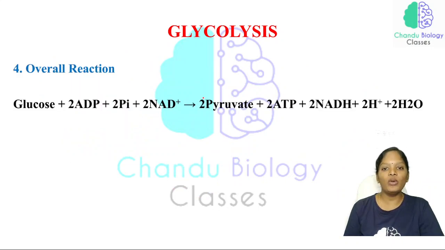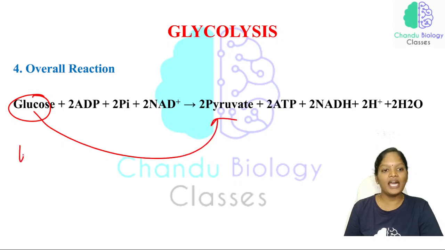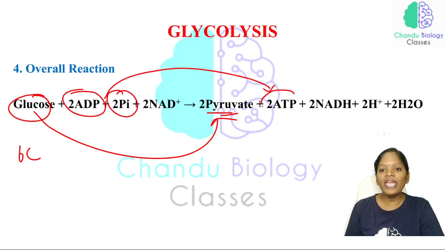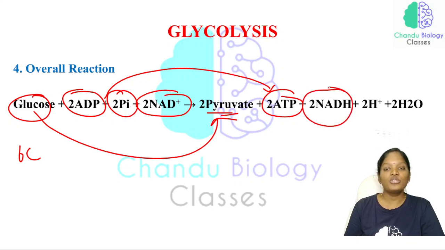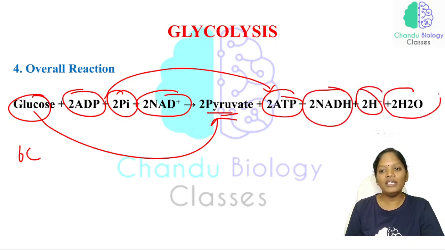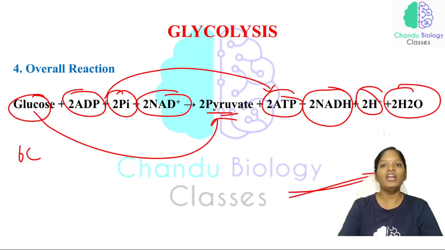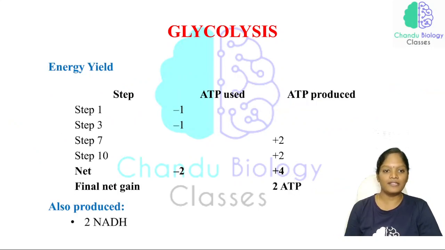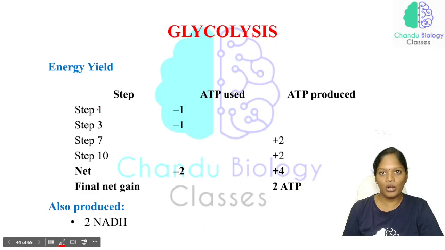Now, what will be the overall reaction? See here, the glucose will be converting into 2 pyruvate. Glucose has 6 carbons, and here 2 molecules of pyruvate, each pyruvate having 3 carbons, 3 plus 3 is 6, equation balanced. 2 ADP, 2 Pi, together they are forming 2 ATP, equation balanced again. Now 2 NAD plus will be converting into 2 NADH. So the end product will be 2 H plus and 2 water. So that's all about the reaction of glycolysis. So this will be the overview of the glycolysis.